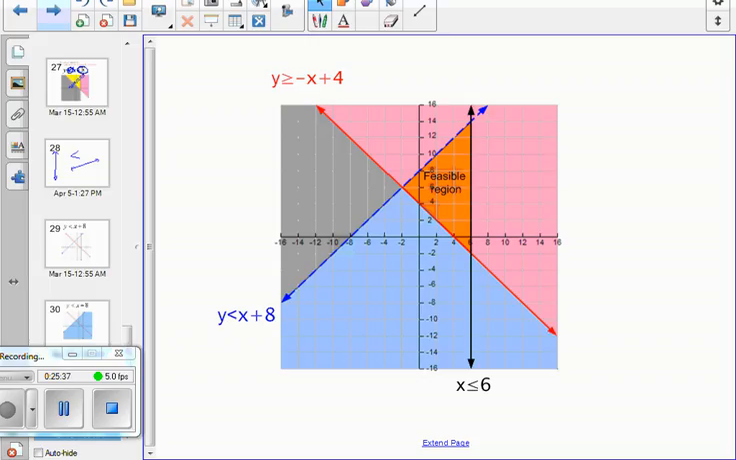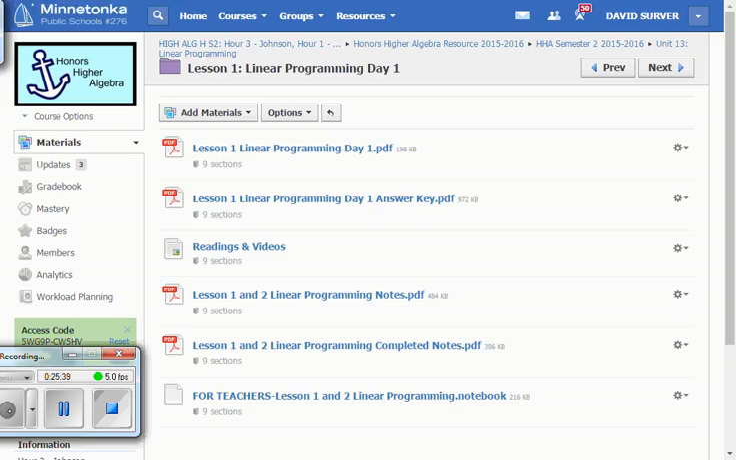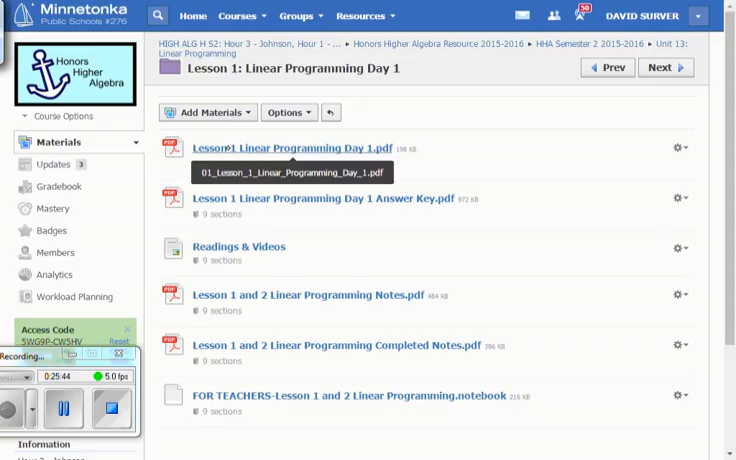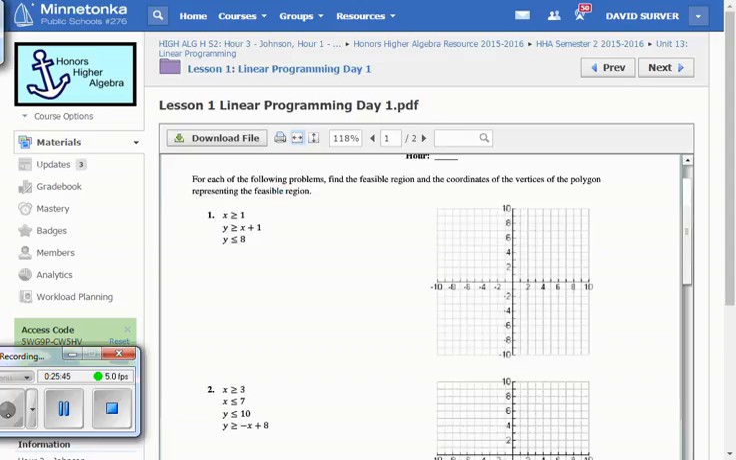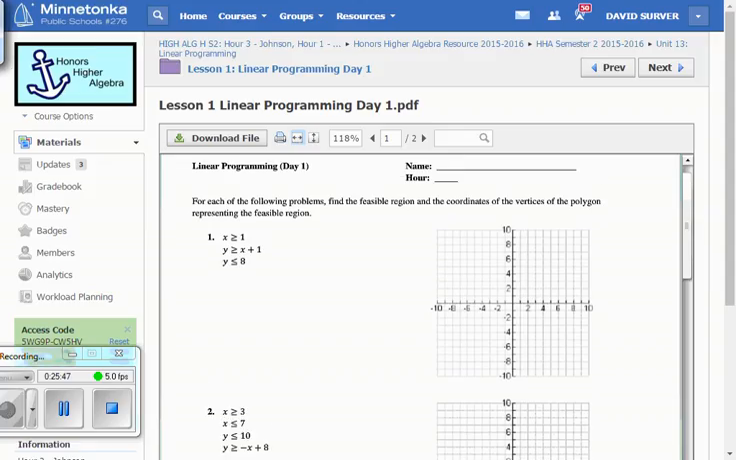I'm going to pause for a second while I pull up the worksheet. I'd like you to do the same. Okay, and this is where I'm pulling the worksheet from, Lesson 1, Linear Programming, Day 1. Okay, and here we are.